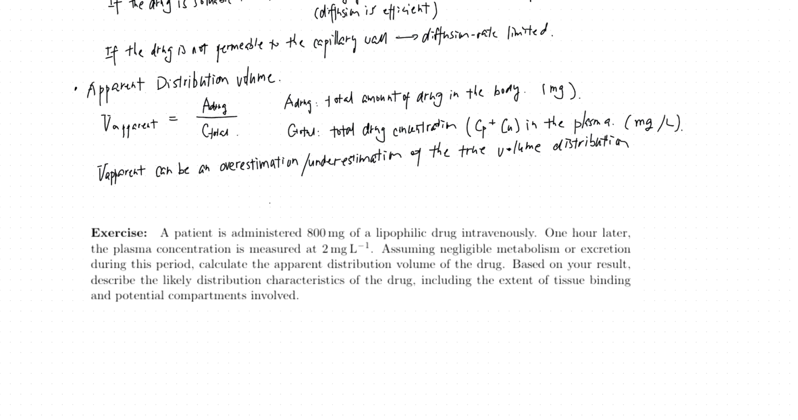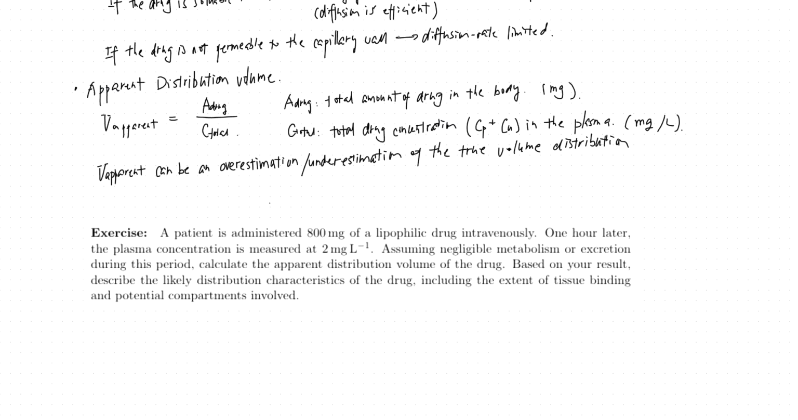A patient is administered 800 milligrams of a drug. This drug is lipophilic, which means the drug is able to go through the cellular membrane. After 1 hour, the plasma concentration is measured at this value. Assume negligible metabolism and excretion during this period. Calculate the apparent distribution volume. And based on your result, describe the likely distribution characteristics of the drug, including the extent of tissue binding and the potential compartments involved.